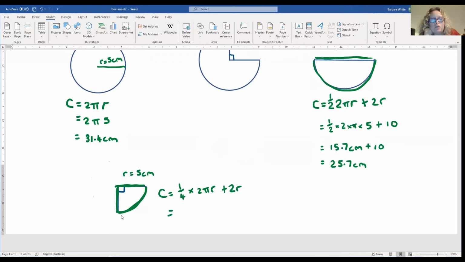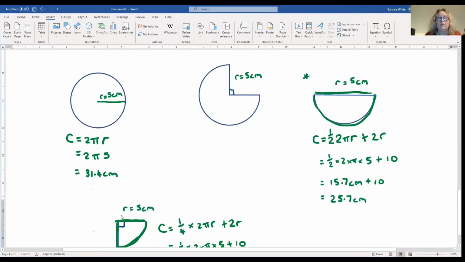Okay, if you don't know how to multiply something by a quarter, try dividing the thing by 4. So you can type in 2 times pi times 5 and then divide it by 4 on your calculator. So I'm going to write this down here: 1/4 times 2 times pi times 5 plus 2 radiuses, that's 2 5s, we're going to add 10. So 1/4 of 2 times pi times 5, that's 1/4 of this, which is going to be 7.85, plus 10 is going to be 17.85. You might want to check these, I did them in my head. Centimetres.